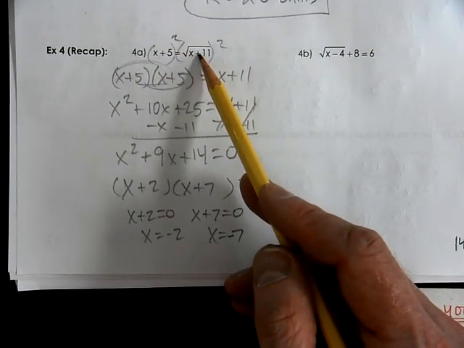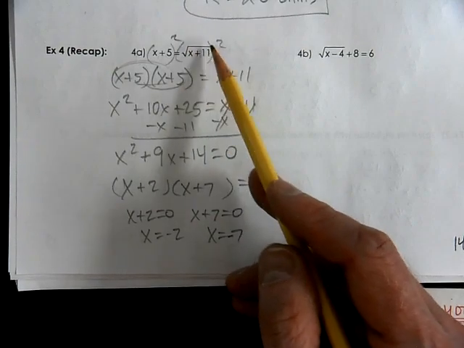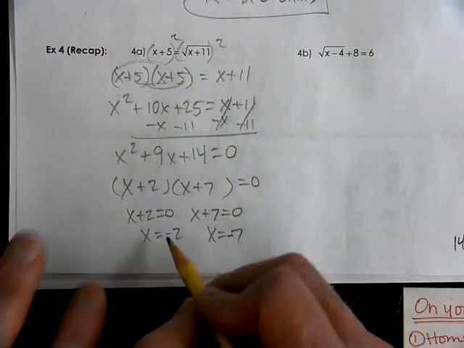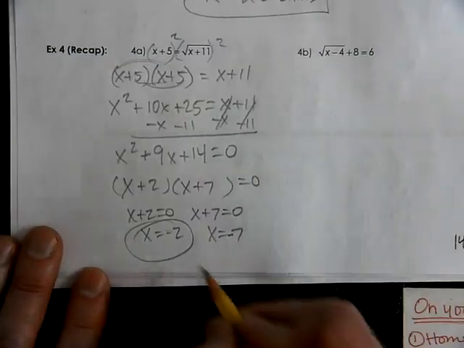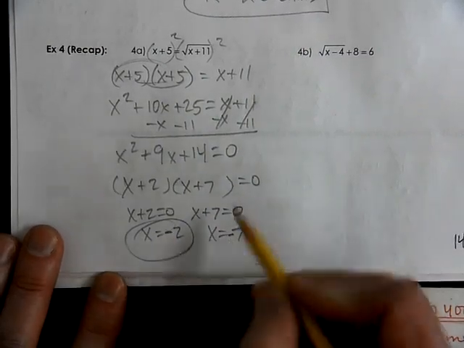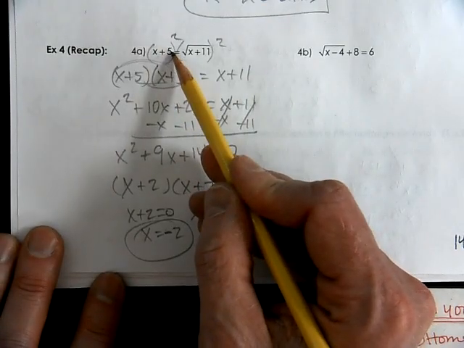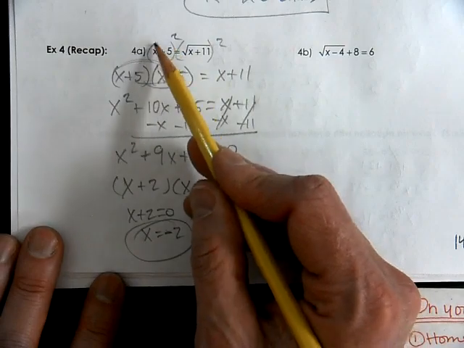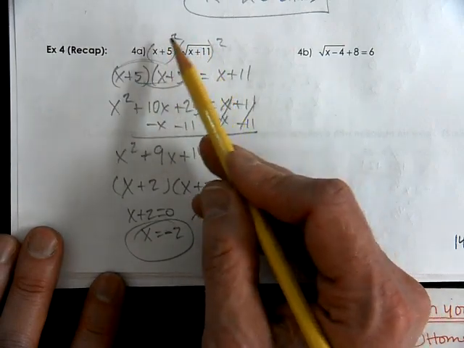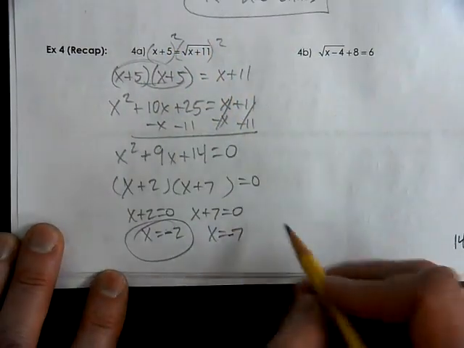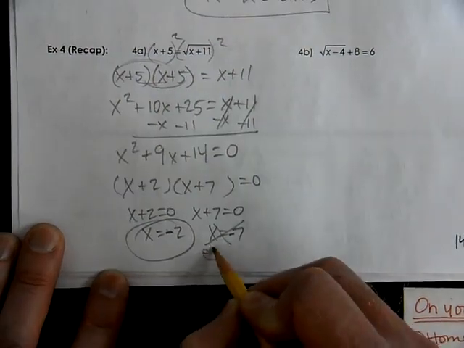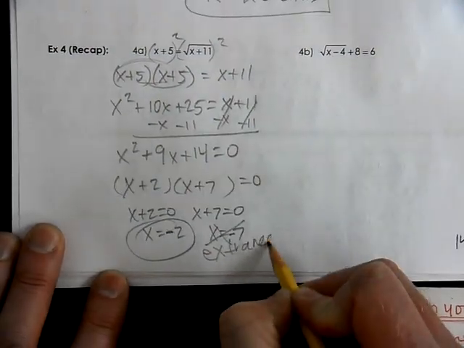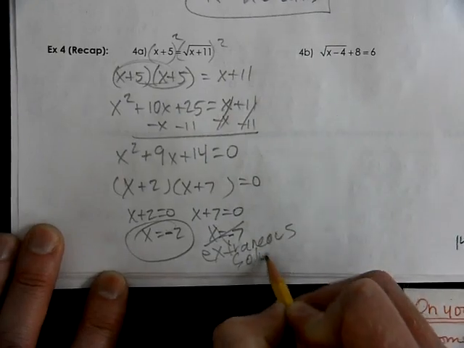-2 gives us 9. The square root of 9 is 3. So that one worked. So it is possible to have a negative answer. -7, though, plus 5 still gives us a negative answer that our square root is going to equal. That's never going to happen. So I don't have to test any further. Extraneous solution.